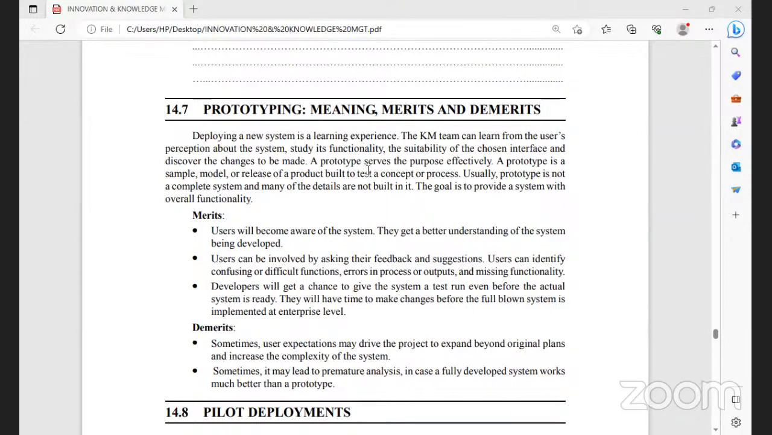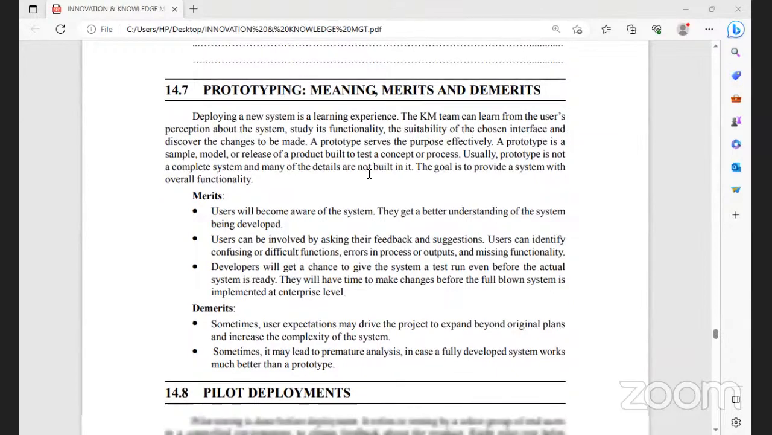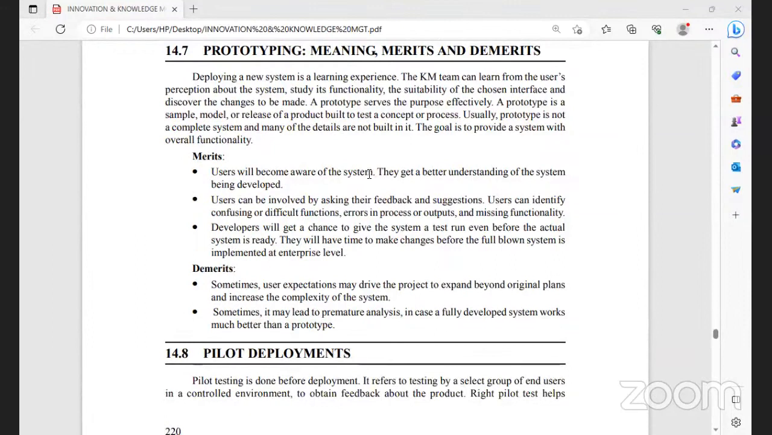A prototype is a simple model or release of a product built to test a concept or process. Usually, a prototype is not a complete system and many of the details are not built into it. The goal is to provide a system with overall functionality. Merits. Users will become aware of the system. They get a better understanding of the system being developed. Users can be involved by asking for their feedback and suggestions.